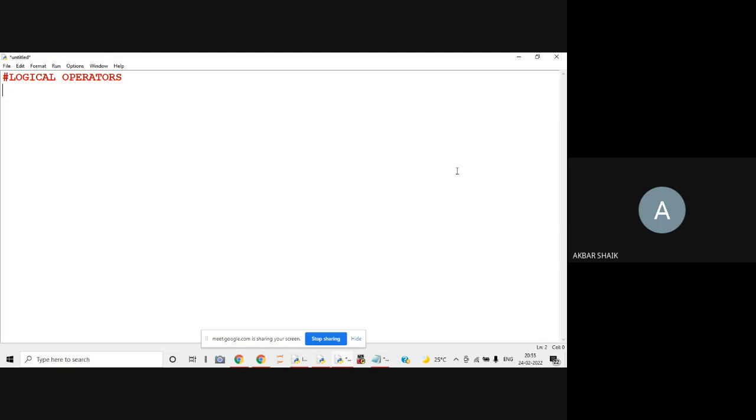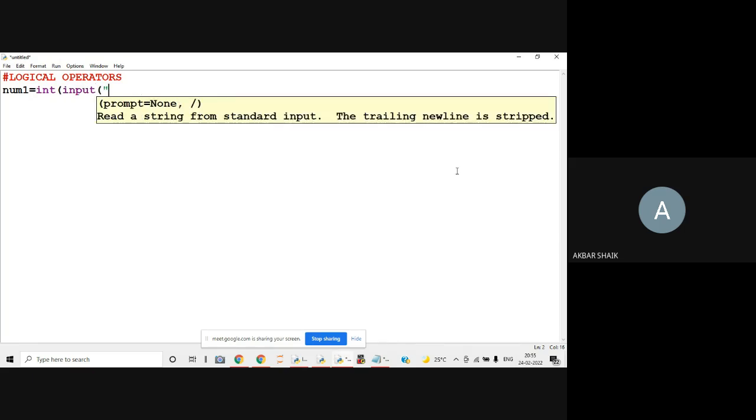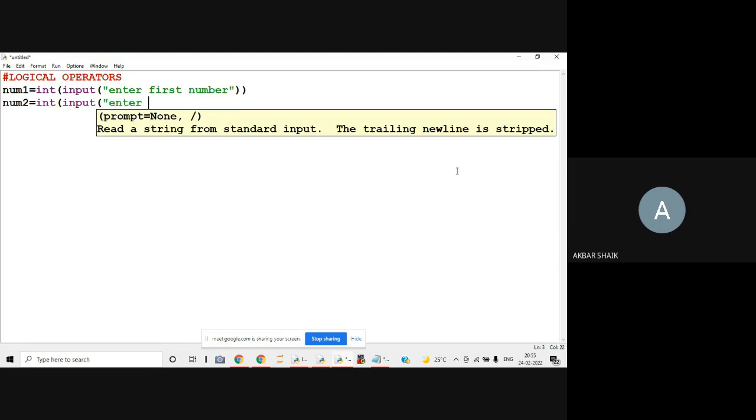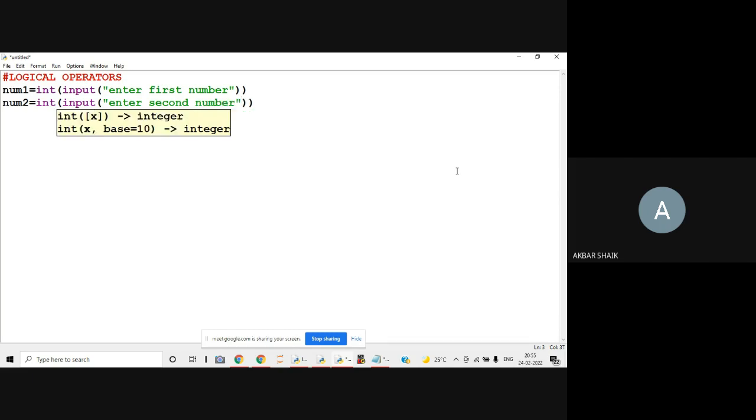Okay, so let me write: number 1 is equals to int of input of "enter first number". Number 2 is equals to int of input of "enter second number". Okay, right. Now I got 2 numbers. Now I apply the logical operators.